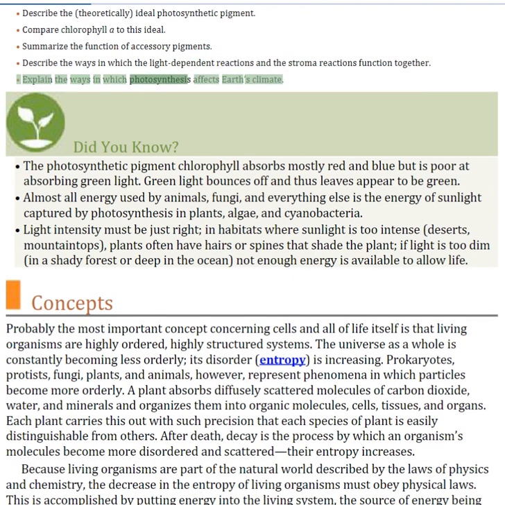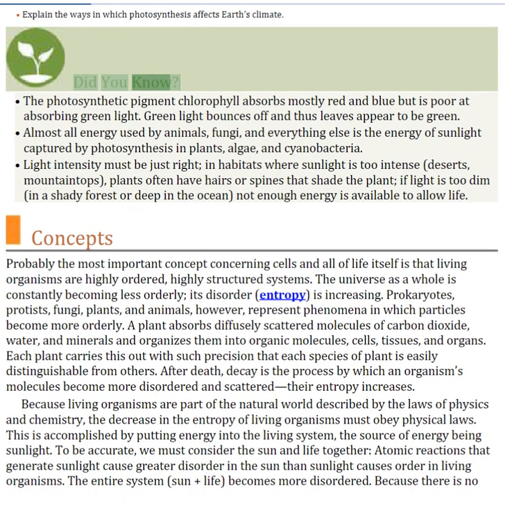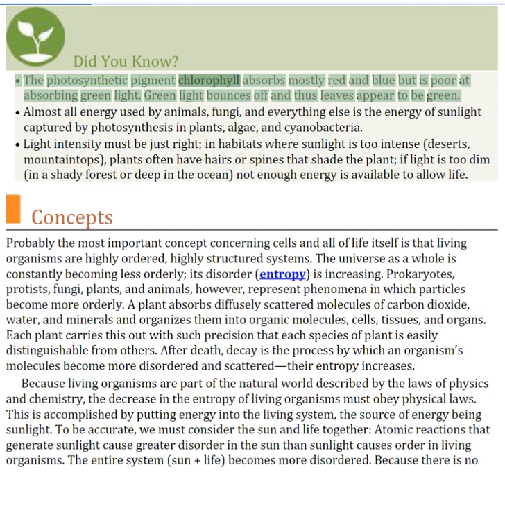Explain the ways in which photosynthesis affects Earth's climate. Did you know? The photosynthetic pigment chlorophyll absorbs mostly red and blue but is poor at absorbing green light. Green light bounces off, and thus leaves appear to be green.